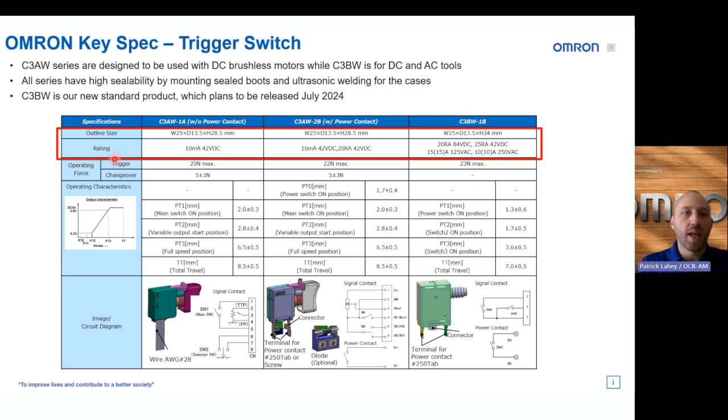I just wanted to highlight again, when you look at this chart, the outline size, they are very slim, small switches, which is very beneficial in terms of saving space within the tool handle. And also you will see the rating, where the C3AW1A is meant for signal level loads, where the 2B is including the power contact. And then you have the BW, which is very high capacity, but just on-off switching.